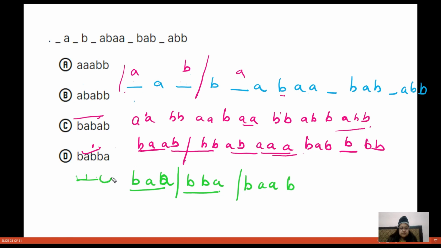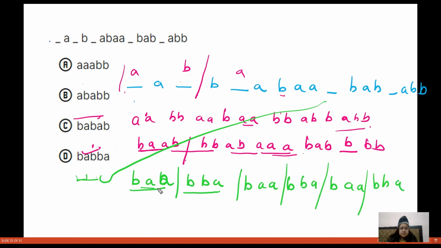Then again I'm putting this here. So I'm getting BBA. Okay, BBA. Then again I'm putting this A here. So BAA. Then again BBA, and so basically I'm getting this, what? This BAA, BBA, BAA, BBA, BAA, BBA. So at the last I got it.